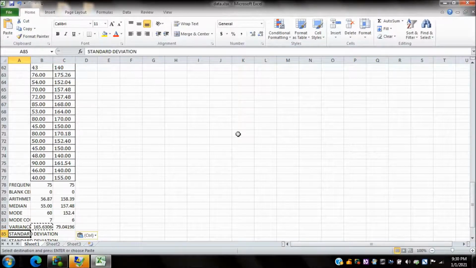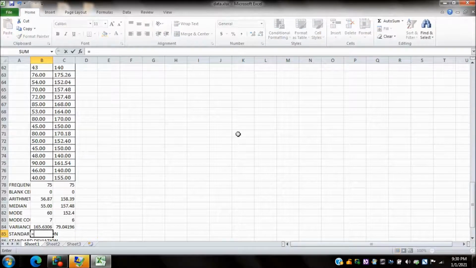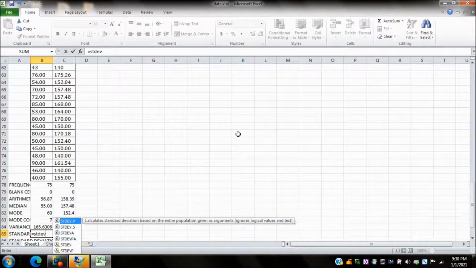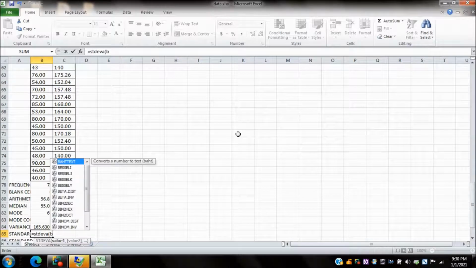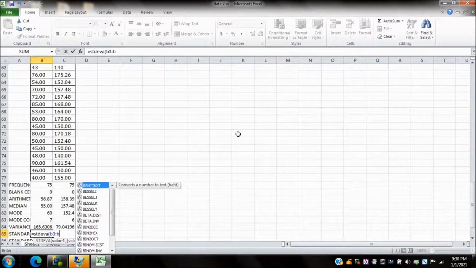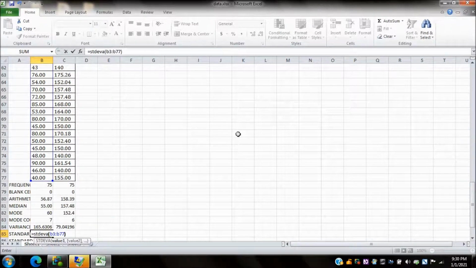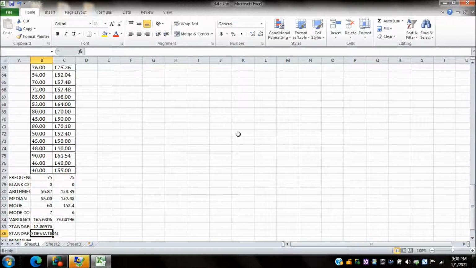Variance, A84, respondents. Standard deviation, A85. B85, weight. So here in B85, I'm going to find the standard deviation. STDEVA, left parenthesis, B3 colon B77, right parenthesis. And I'll press enter.